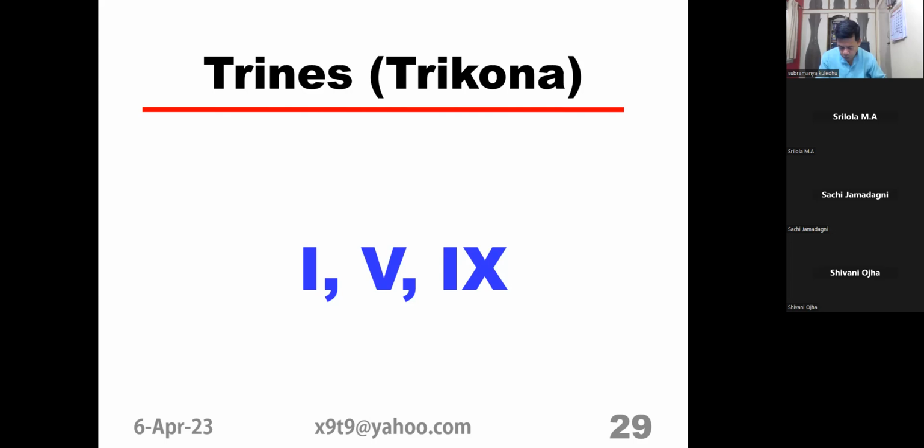So that becomes a triangle. So these are the Trikona Rashis, or they are called as trines. Like that, suppose you take the 2nd house, then 6th house, then 10th house. They become Trikona Rashis.